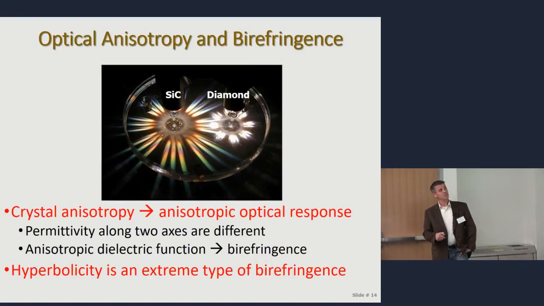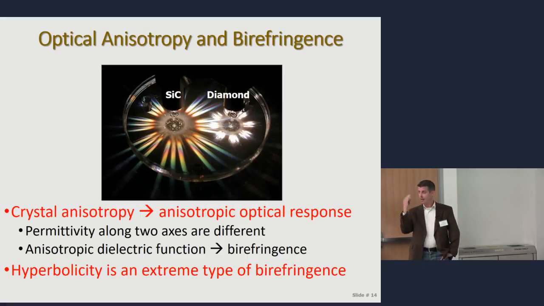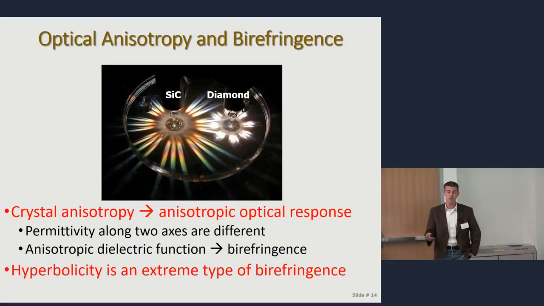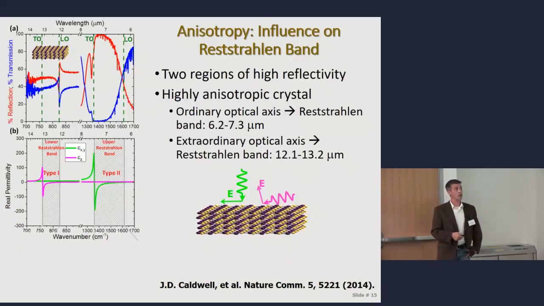So if you take this a little bit further, you can say all these materials are going to be birefringent, for sure. Between the z-axis and the xy plane, it's definitely going to be birefringent. There's also this interesting, or more interesting, extreme type of birefringence called hyperbolicity. And it turns out our exemplary material for phonon polaritons, boron nitride, is such a material, right?